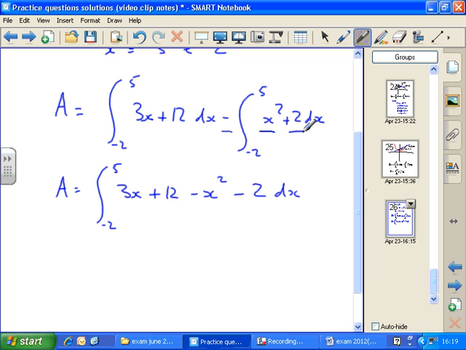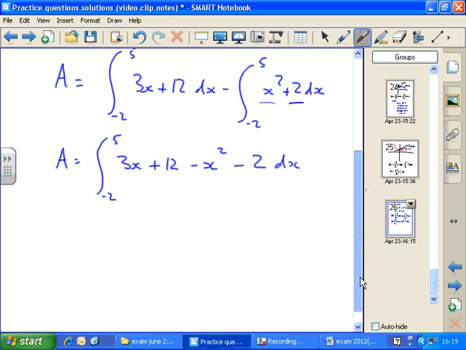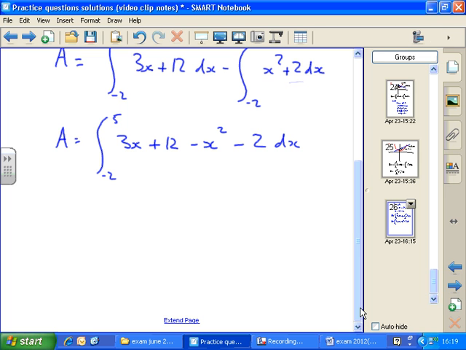And then we can combine that together, collect together any like terms, which might make the integral a bit quicker. So this equals the integral between minus 2 and 5 of minus x squared plus 3x plus 10 with respect to x. So now we can integrate it and put in the limits, and you should get the answer on the sheet.